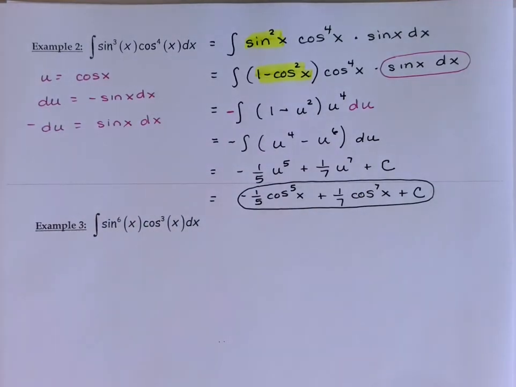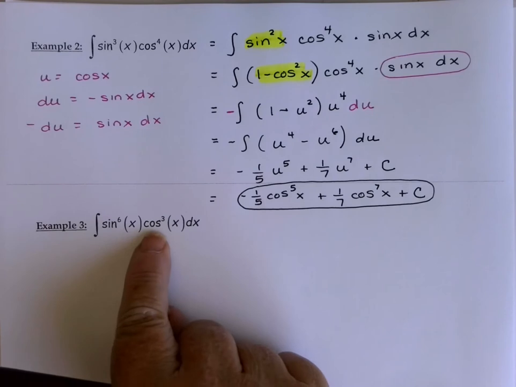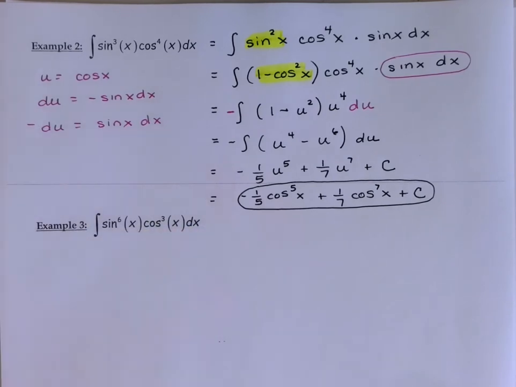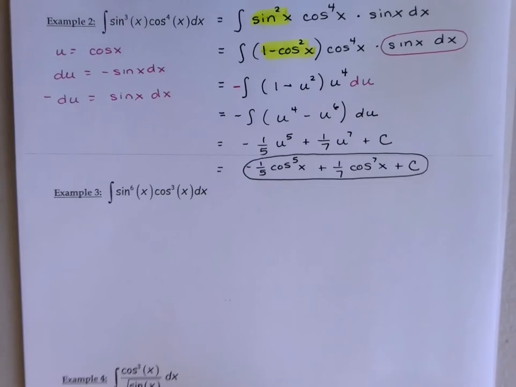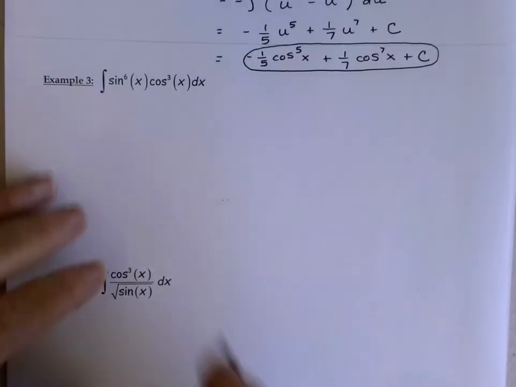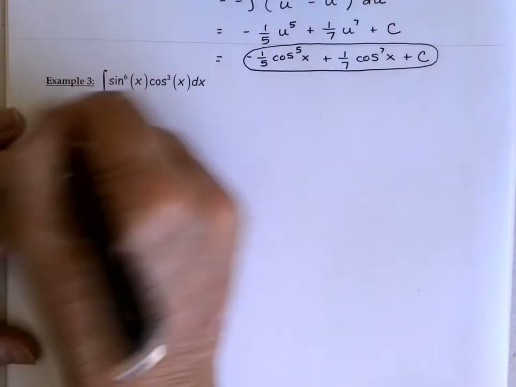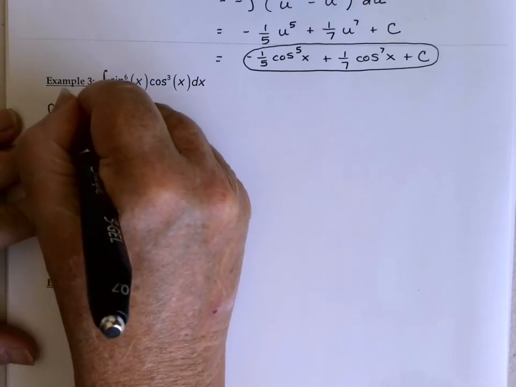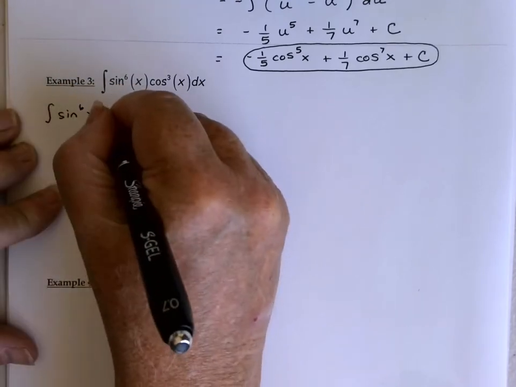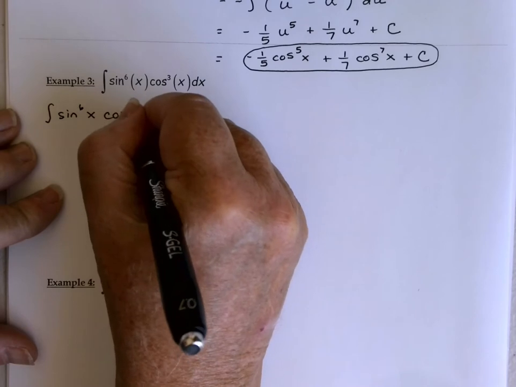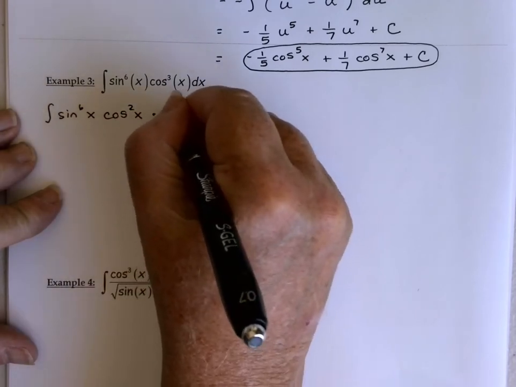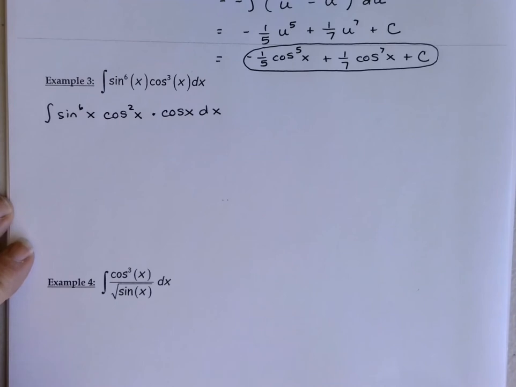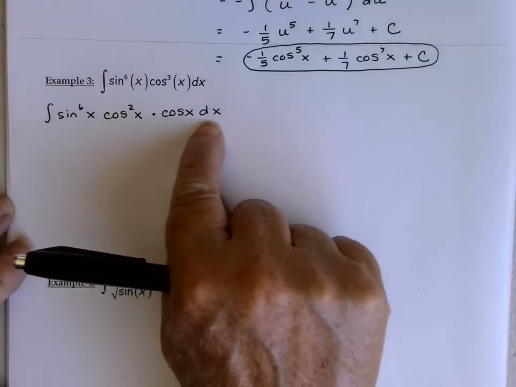All right, how about example 3? In example 3, it's the cosine that's the odd power. So we're going to split off the cosine. So I'm going to keep the sine to the 6th of x, and then I'm going to make that cosine squared x times cosine x dx, saving that to be my du.